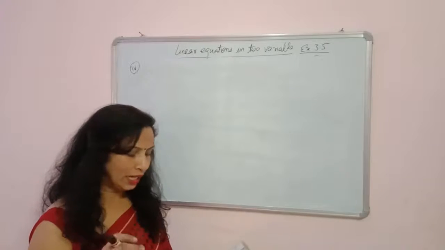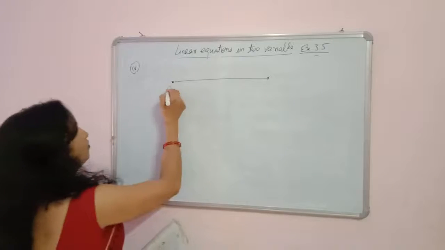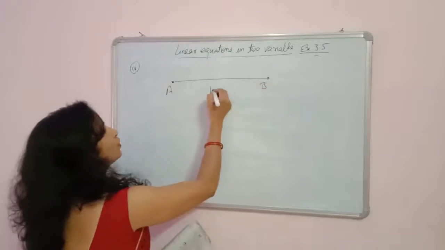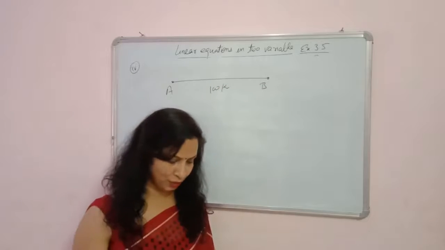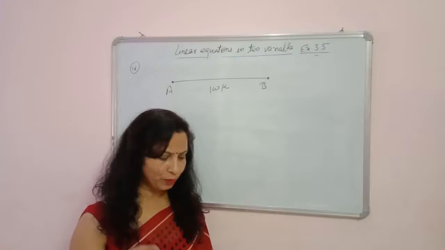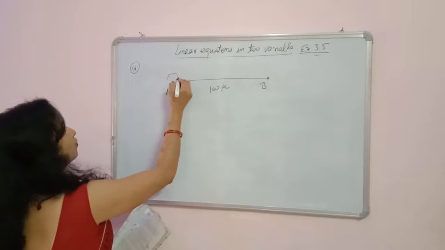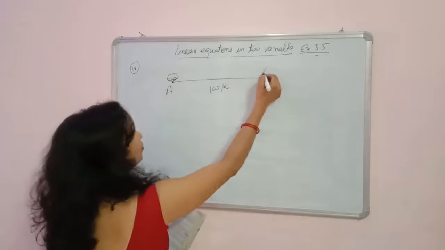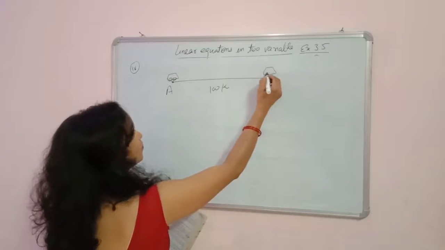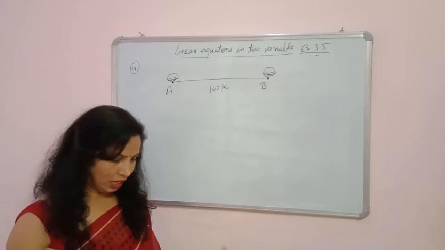A and B are 100 km apart on a highway. So these are the places which are at a distance of 100 km from each other. The distance between them is 100 km. One car starts from A, another from B. Now suppose this is a car and it starts from A, and this is another car starting from B. These are the two cars, one starting from A and the other from B.